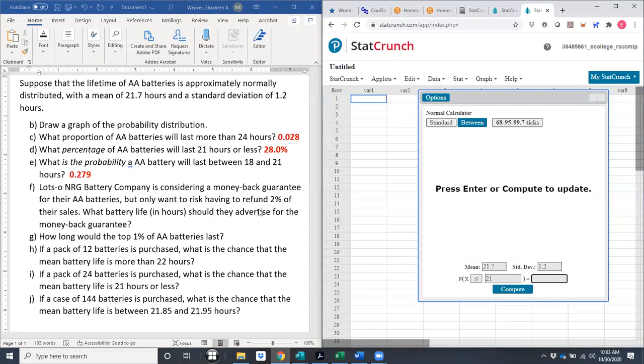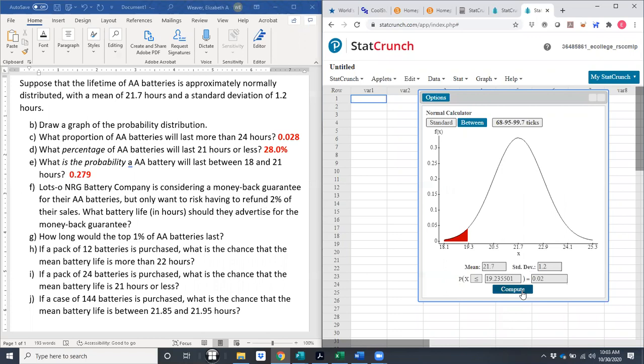So we want to know what value, what time, battery life in hours, will we need for this refund to be only for basically the bottom 2%. So that means that I want my area to be 0.02. And there we go. So that bottom 2%, they only want a refund if it doesn't last above this timeline or this time limit. And so if we want to go to maybe just one decimal place, we might say 19.2 hours.